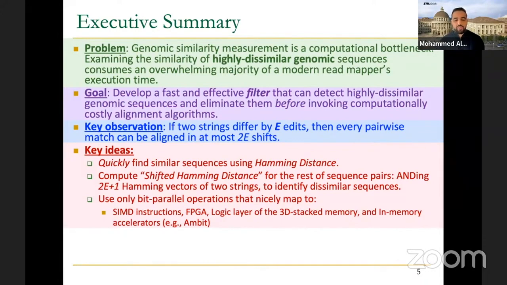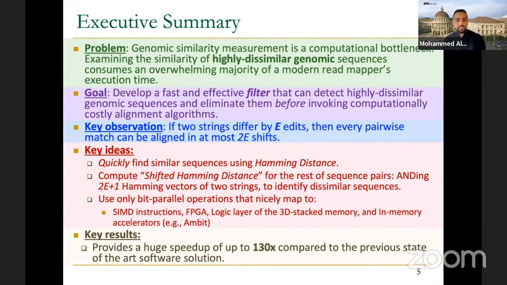And both of these steps, we apply in FPGA. Since the operation of the entire algorithm is highly parallelizable and everything relies on bit-parallel operations, you can use any hardware platform because this is a really hardware-friendly algorithm. You have the option to use SIMD instructions as published in the SHD paper, or you can use FPGA, you can use 3D-stacked memory, and so on.